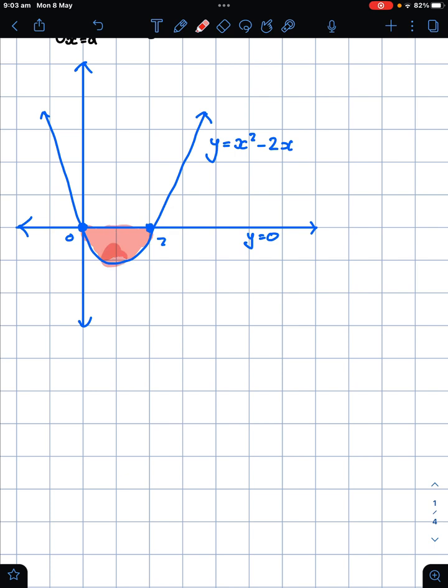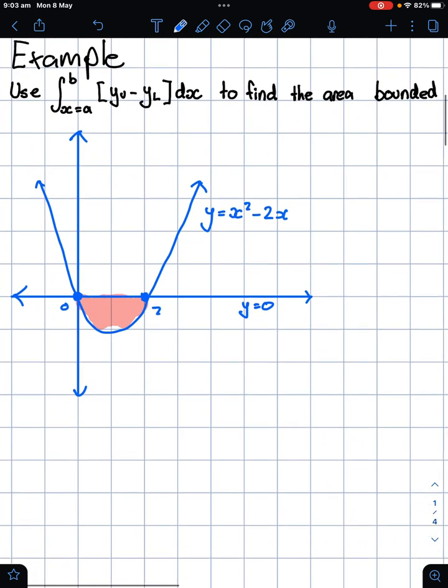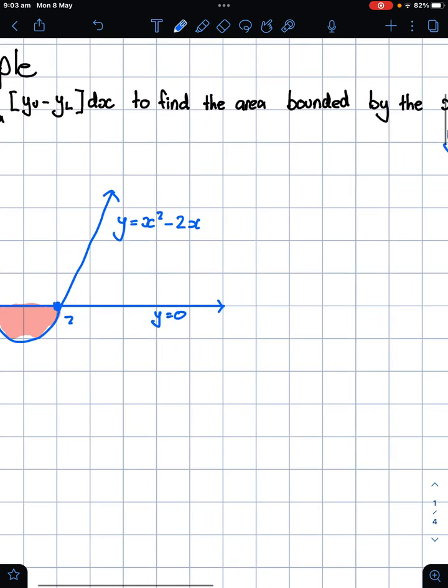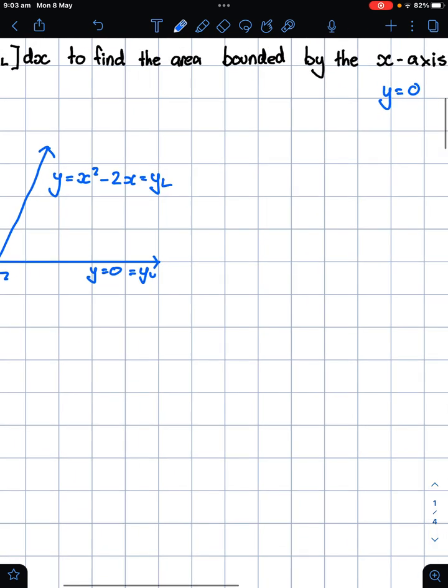Now this graph, and this is why our graphics calculator helps us a lot, lets us think of what our upper and lower function is. So you'll notice here that this one here is lower than x equals 0 for the bit we want. This is the only bit they're bounded. Otherwise, they don't enclose the area. So this one here is going to be y lower, and this one here is going to be y upper. That's our upper function.